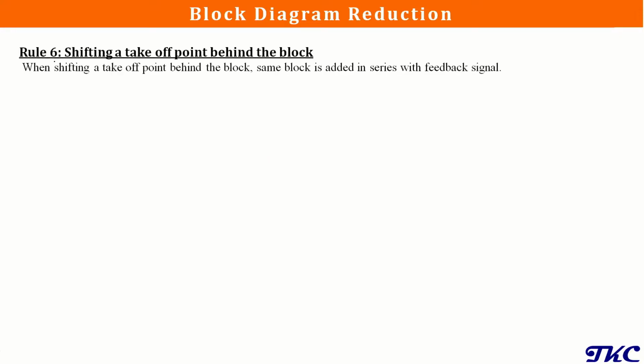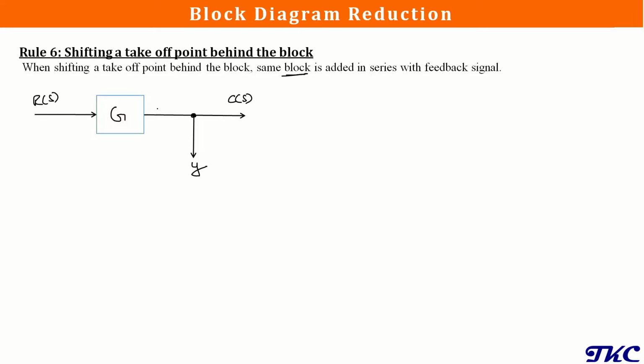Now let's discuss rule number 6, that is shifting a takeoff point behind the block. Whenever we are shifting a takeoff point behind the block, the same block needs to be added in series with the feedback signal. So let's understand this rule. We have a block with transfer function G, with input R of S and output C of S, and we have a takeoff point through which a signal is emerging, and we say it is Y.